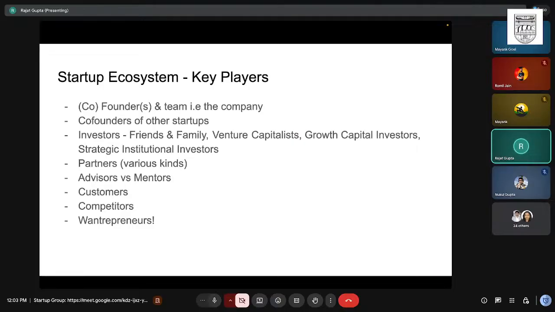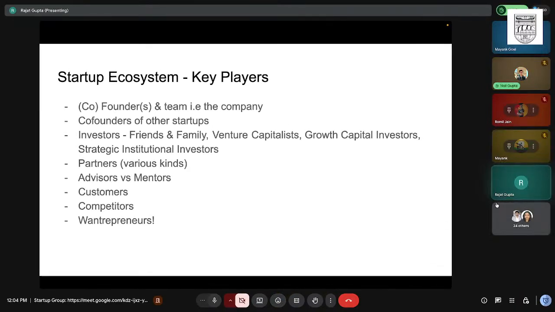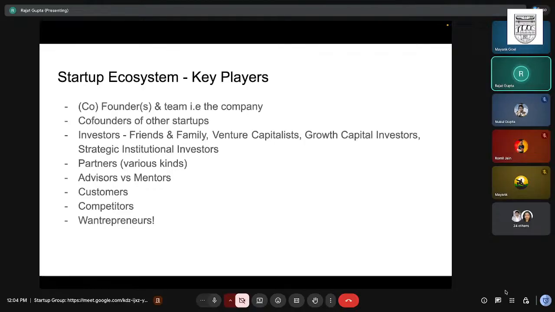Okay, so startup ecosystem. Who are the key players? All of this should be fairly intuitive, but maybe you can touch upon a couple of these. So one is this last bullet point, entrepreneurs. Is this a new term for anybody on the call? For me, sir. Okay, so I think people in our group who are aspiring entrepreneurs should really sit back and think if they are entrepreneurs or entrepreneurs.